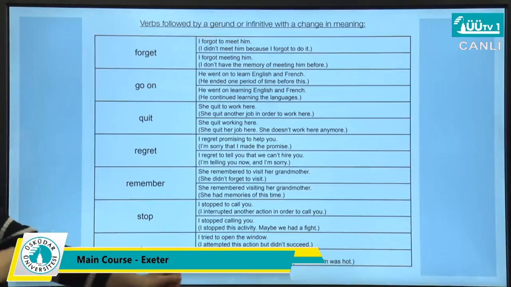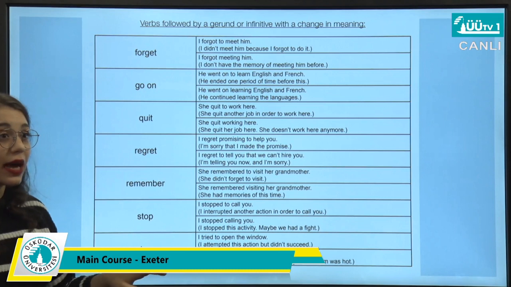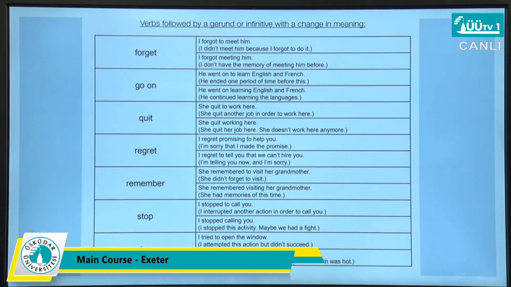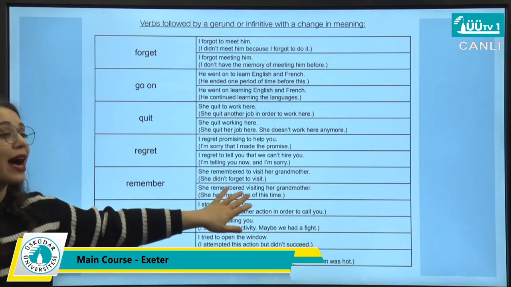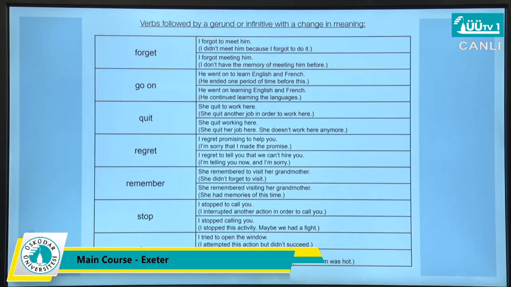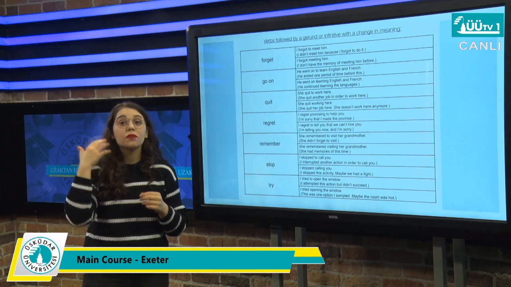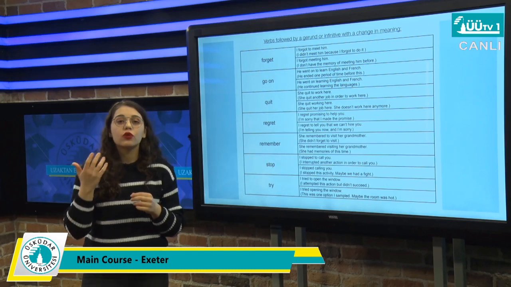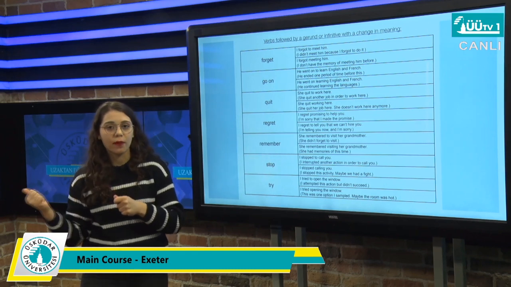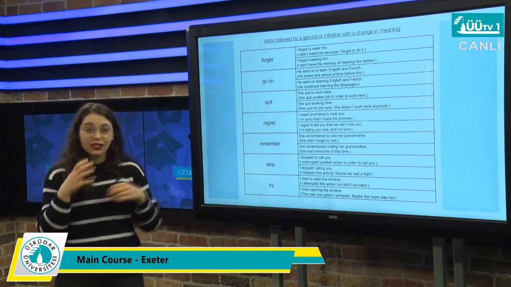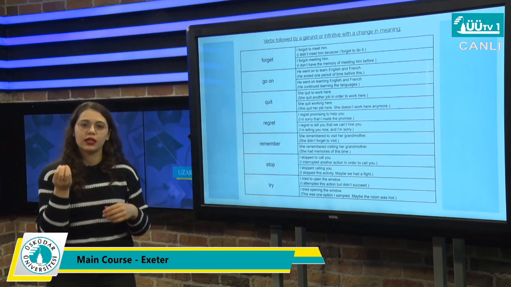And remember. So when you're talking about remember, for example, she remembered to visit her grandmother. It means that she visited her grandmother. She didn't forget it. She visited her. But if you're using remember with the ing form, she remembered visiting her grandmother, it tells us that she's remembering the memories. She's recollecting the memories of meeting her grandmother. Okay? There's a kind of nostalgia in that one.